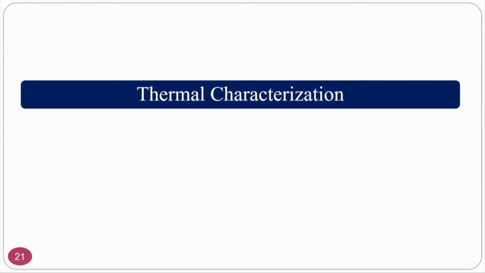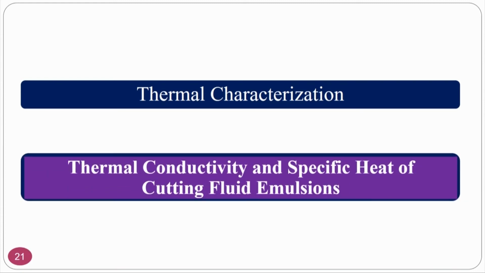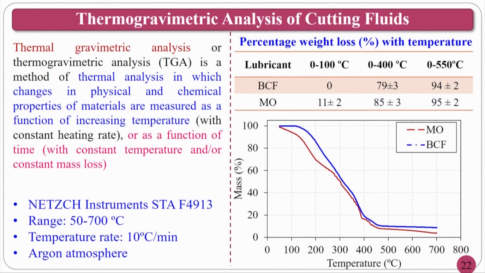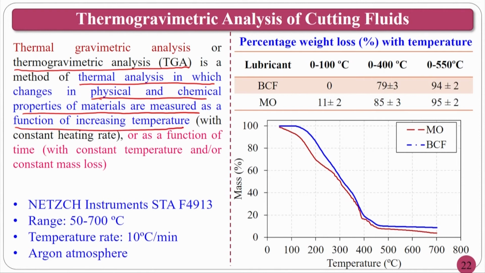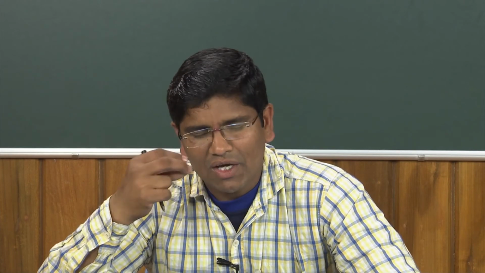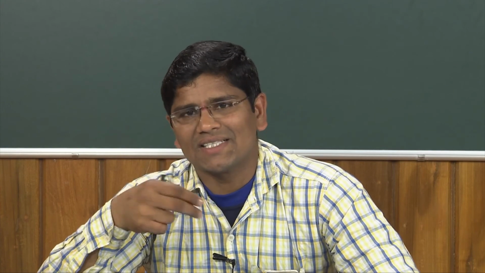Now we move on to the thermal characterization. Here we will see the thermal conductivity and specific heat of the emulsions and all those things. Thermogravimetric analysis of the cutting fluid. TGA is a method of thermal analysis which measures changes in the physical and chemical properties of materials as a function of increasing temperature. Whenever you have a cutting fluid, you put it in, change the temperature and measure the mass, and you can also measure the gases that are evolving out.